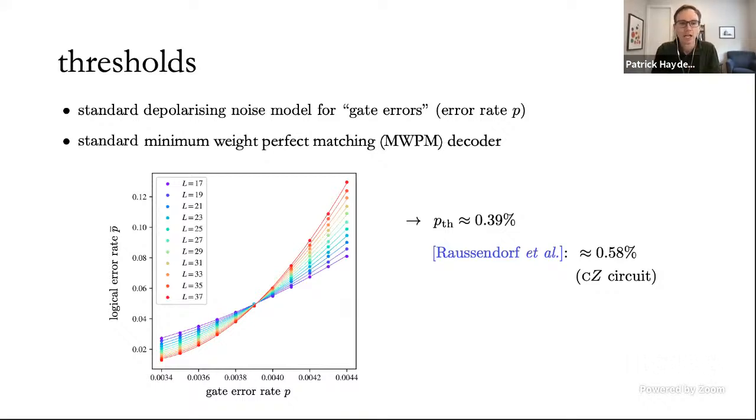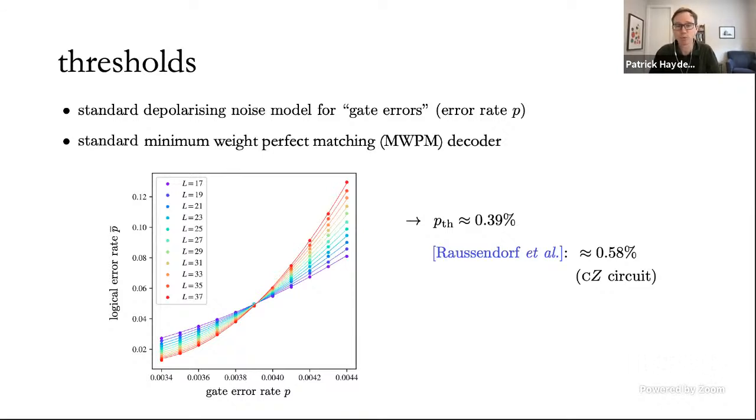And we could find the threshold. Again, the way that you find the threshold is by noticing that above threshold, trying to perform this error correction makes things worse. Below threshold, trying to perform the error correction makes things better. And so the point where these lines all cross is the point where the threshold is. And we find a threshold error probability of 0.39%. This is a little bit worse than what Raussendorf and Harrington found. They had 0.58.